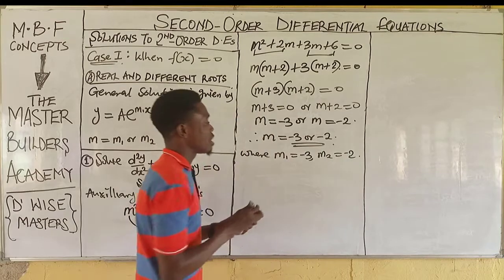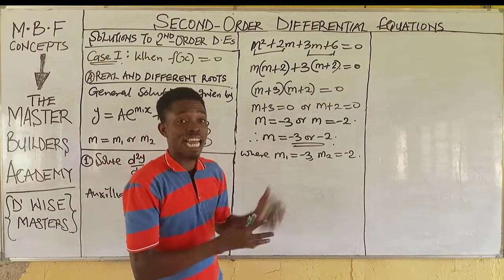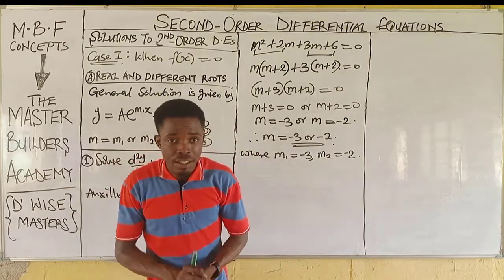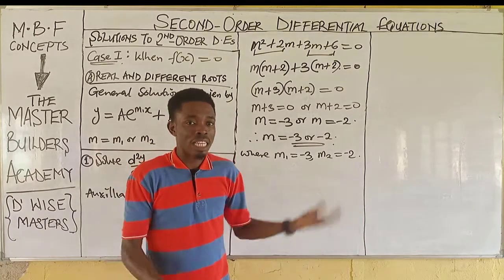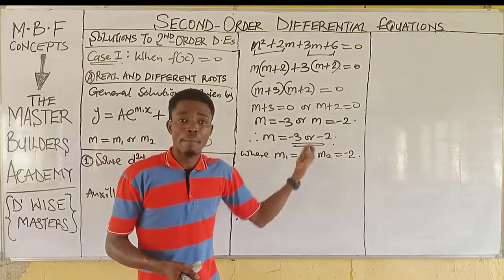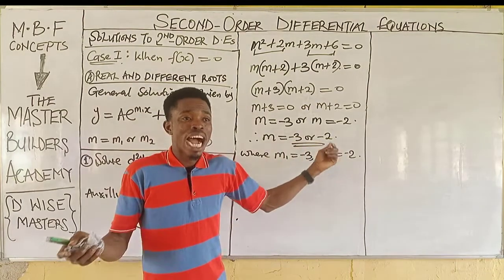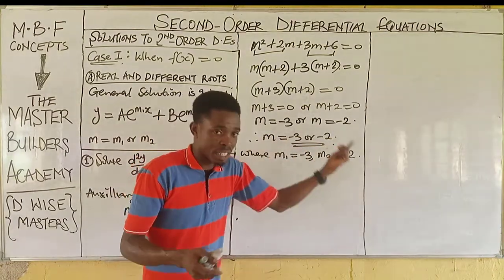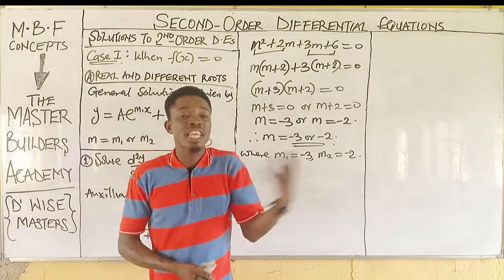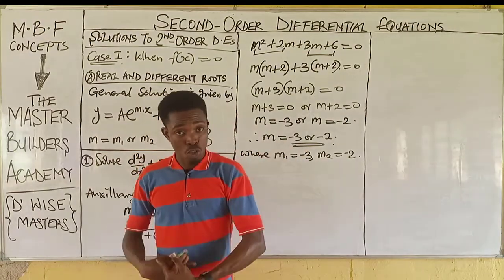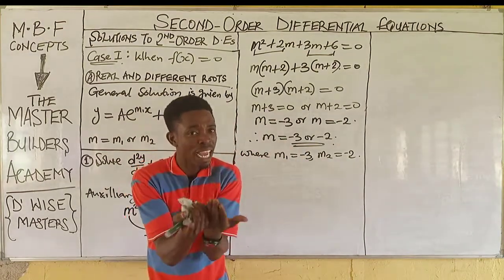Why do I decide to go with this? Because the results I have here now, they are real and different roots. Their results don't have the same magnitude. Is that correct? They do not have the same magnitude. This is minus 3, this is minus 2. Assuming we had the same value twice, it would belong to another category. But here now, we have real and different roots.